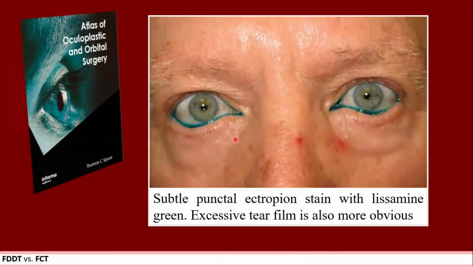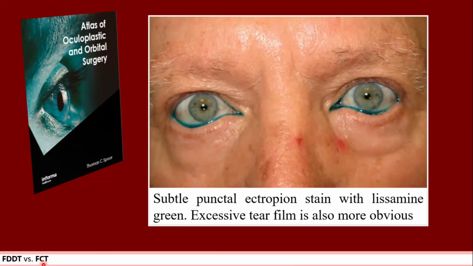Again, from this reference, it shows you a pooling of the dye or the stain because of subtle punctal ectropion. So in front of you, you may not appreciate this as grade 1 or grade 2 ectropion. There is a gap here between the lid margin, the posterior margin, and the globe. But applying the fluorescein, or here the lissamine green, and this pooling, okay, will make the sign more obvious. And if you check the patient on the slit lamp or on profile view, you may appreciate the ectropion of the punctum.